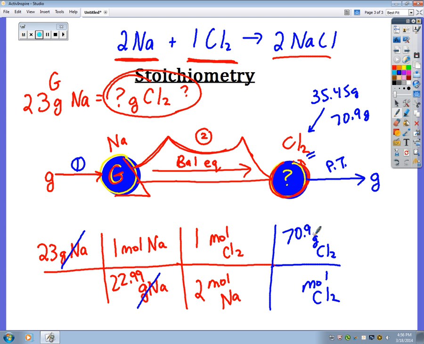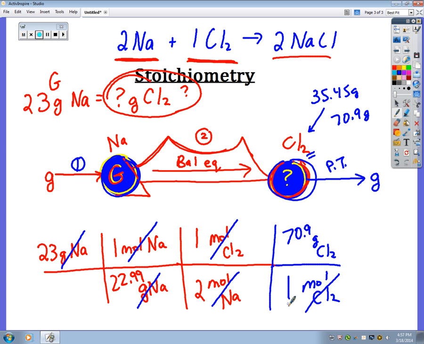Now, what do we physically do in this step? Oh, in this step back here, what do we do? We changed moles of what we had to moles that we need. We changed what we had to what we need. What do we do in this step? We changed moles of what we have, and there's 1 mole here, to mass using the periodic table.